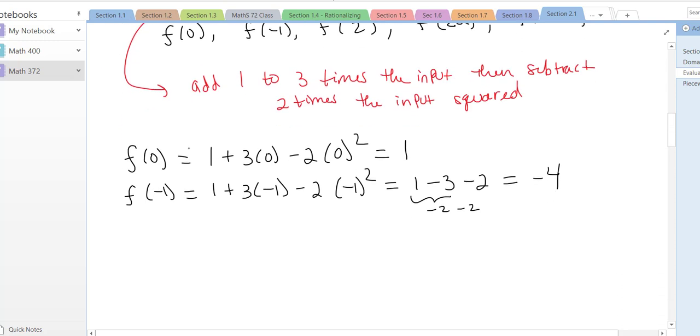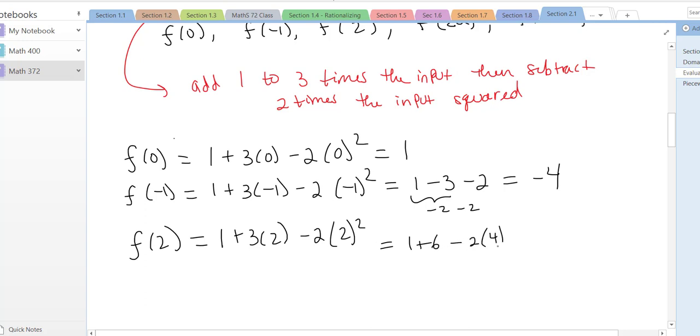f of 2 is the next one. So f of 2, we add 1 to 3 times the input and subtract 2 times the input square. So this becomes 1 plus 6 minus 2 times 4. So what's that? 7 minus 2 times 4 is 8. So 7 minus 8 is -1. Make sure you follow your order of operations, do things from left to right.